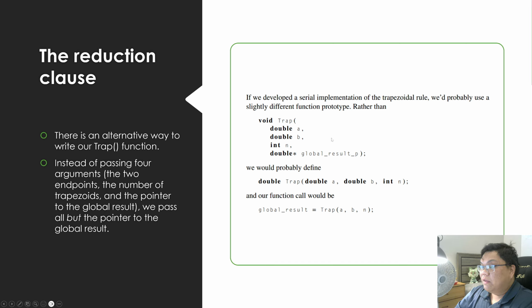Our first implementation is a void function that accesses the global result using a pointer. But another way would be to redefine this trap function so it returns a double. So instead of passing 3 things plus a pointer, we would just pass 3 things and this function would return a double. And our function call would be global_result = Trap(a, b, n).